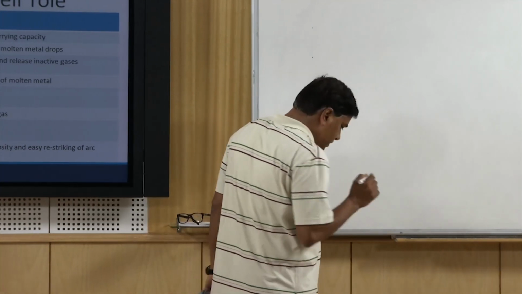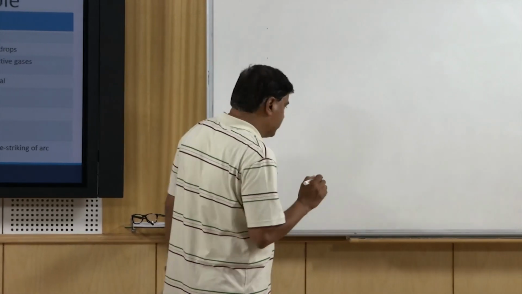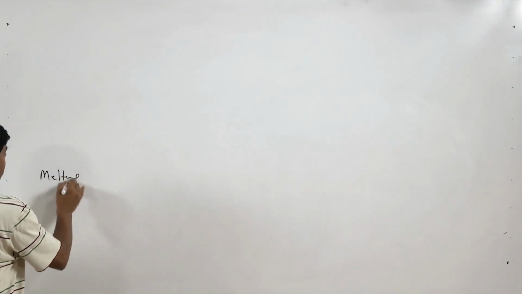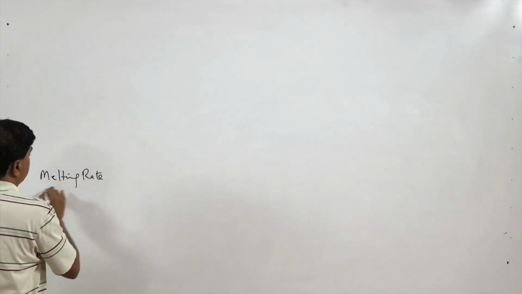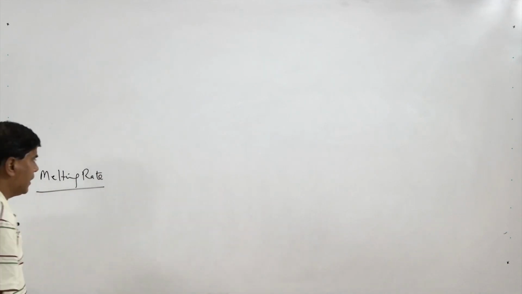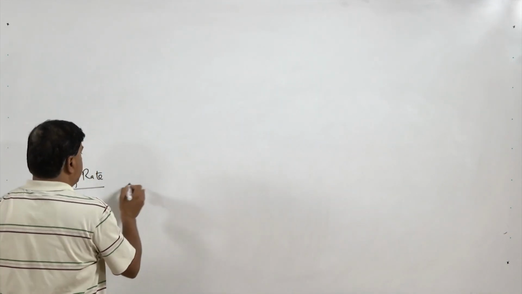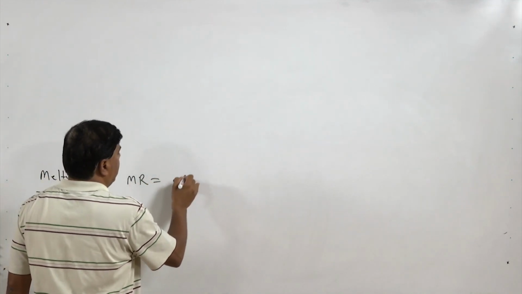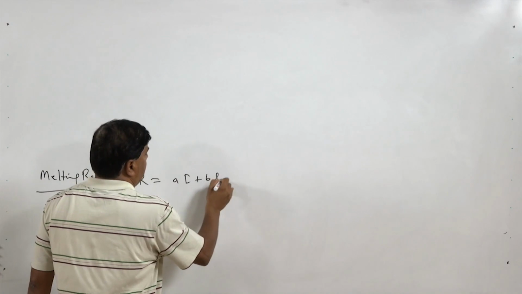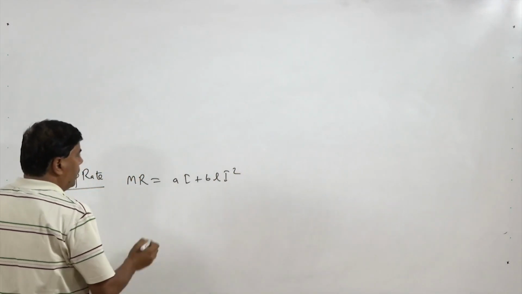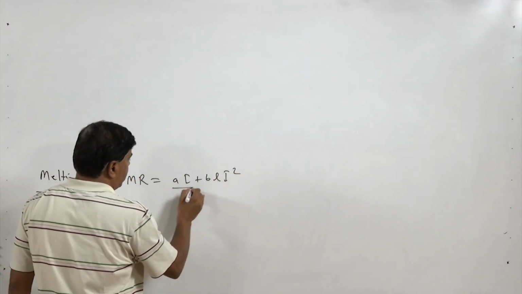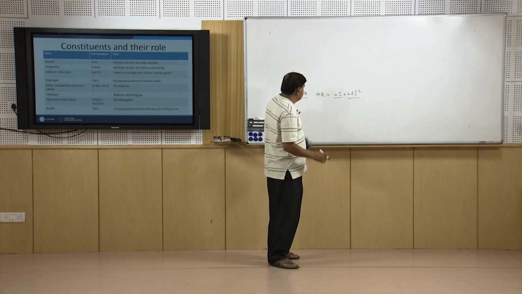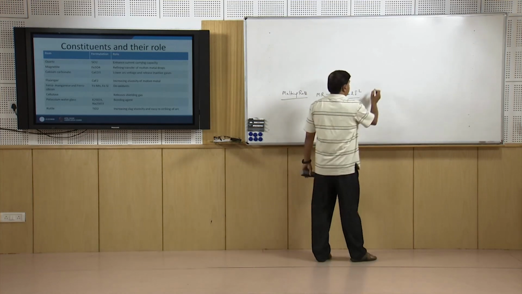So, the fundamental aspects which I want to take up first are related with the factors governing the melting rate in case of the arc welding process. For this purpose, there is an empirical equation which has been developed, like AI plus BLI square, where there are two terms which in combination determine the melting rate.